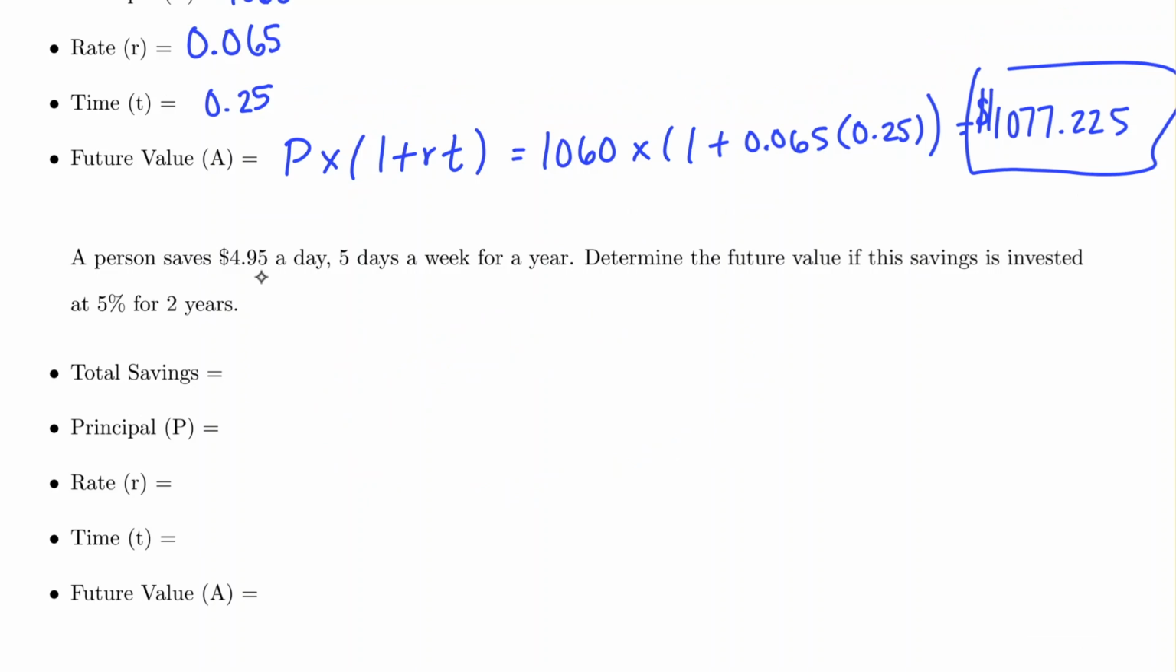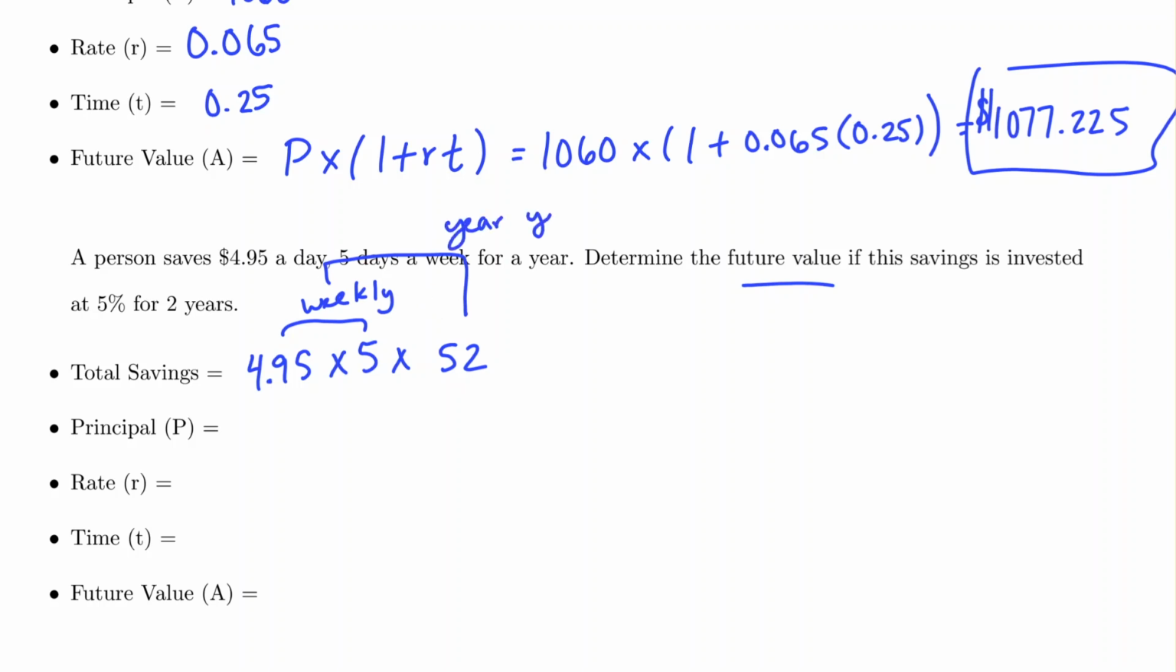So our person saves $4.95 a day, 5 days a week for a year. Determine the future value if this savings is then invested at 5% for 2 years. So the total savings is $4.95 a day, 5 days a week. And how many weeks are there in a year? 52 weeks in a year. So this gives you the weekly savings. And then this times 52 gives you the year savings because there's 52 weeks in a year. So that's kind of how you think about those.